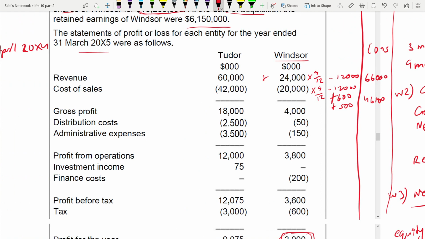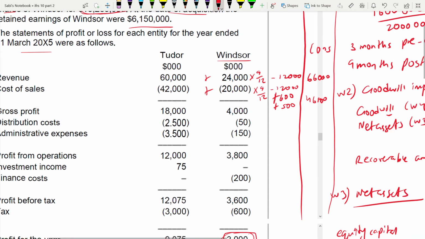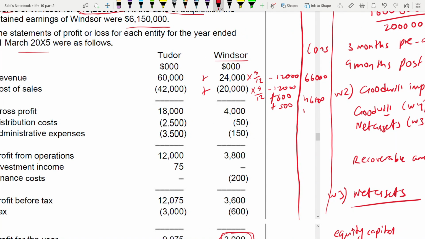Okay, this is plus. Gross profit will be 19,900. You don't add the two gross profits. That's incorrect. 19,900. Then comes your distribution cost. 2,500, you add 50, but 9 months of that 50, which will be 2,538.